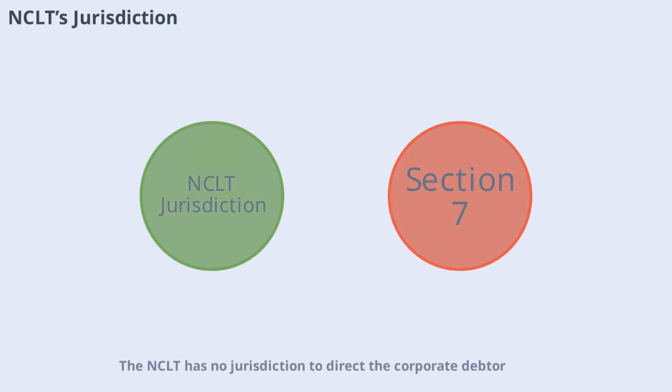The NCLT has no jurisdiction to direct the corporate debtor to deposit any amount to a corpus or for maintenance, which may not be a subject matter of application under Section 7. This limitation ensures that the NCLT's role is focused on insolvency resolution and not on unrelated financial matters.